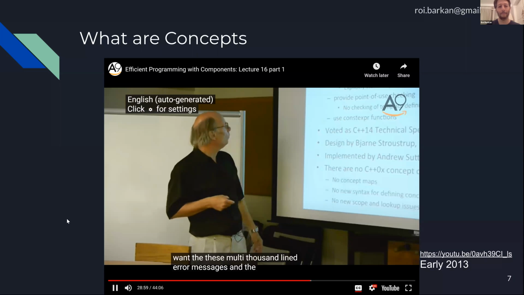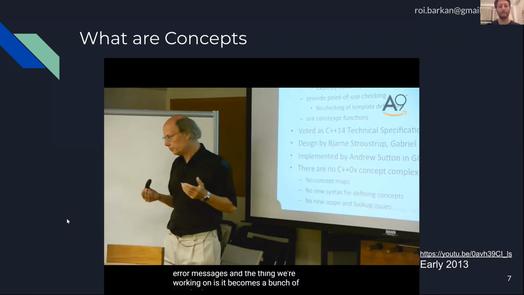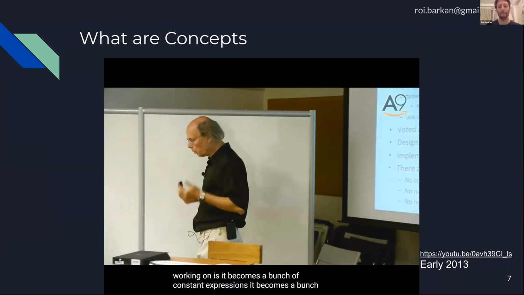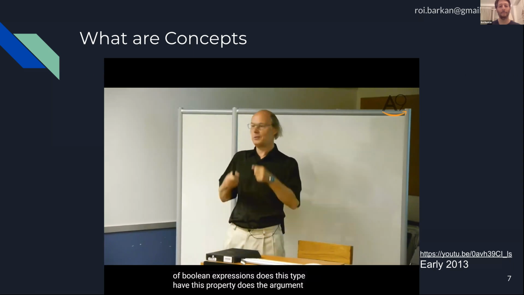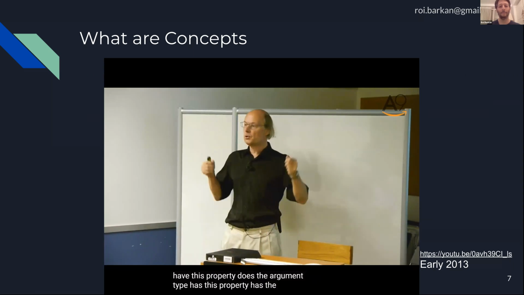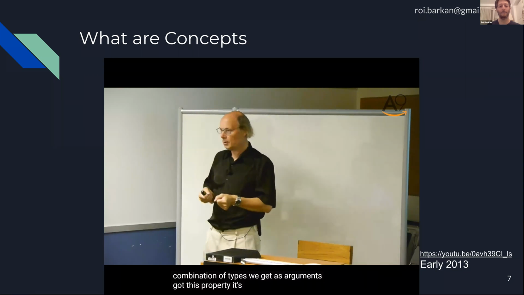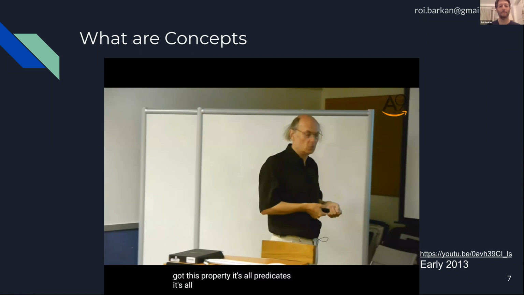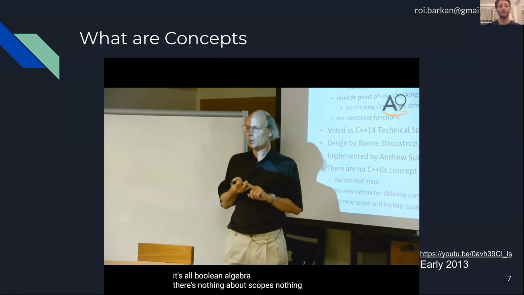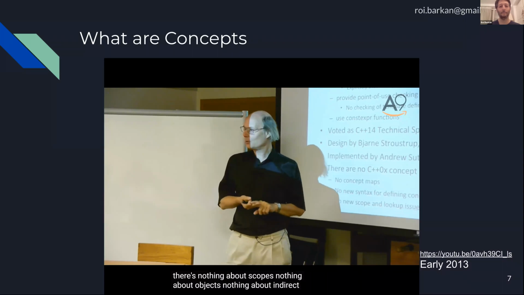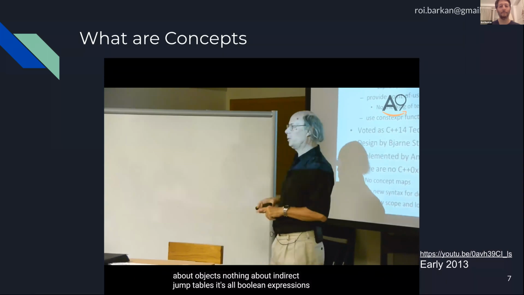And the thing we were working on is it becomes a bunch of constant expressions. It becomes a bunch of Boolean expressions. Does this type have this property? Does the argument type have this property? Has the combination of types we get as arguments got this property? It's all predicates. It's all Boolean algebra. There's nothing about scopes, nothing about objects, nothing about indirect jump tables. It's all Boolean expressions.